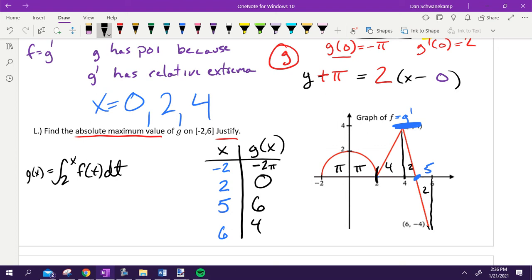Now think about that. We're done. But we have to answer the question. Find the absolute maximum value. Show me with your fingers. What is the absolute maximum value of G of x? The answer is 6. Not 5, but 6. Because why? That's the value. This is where it happens. Where does it happen? At x is equal to 5. But what is the value? The maximum value is 6.